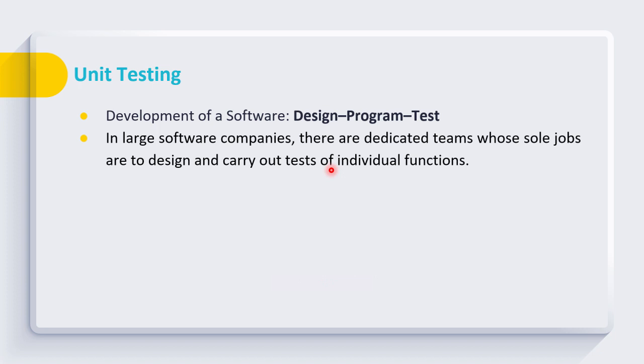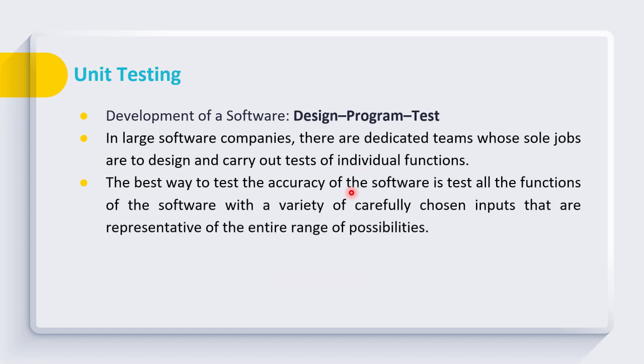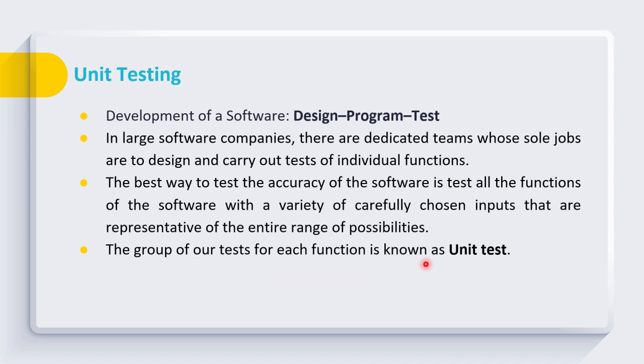Normally in large software companies, we have a dedicated team of engineers whose job is to design and carry out these kinds of tests. Now the question is how we can test the accuracy of our software. In order to test the accuracy of the software, we test all the functions of the software with a variety of carefully chosen inputs that are representative of the entire range of possibilities. And the group of tests for each function is known as a unit test.